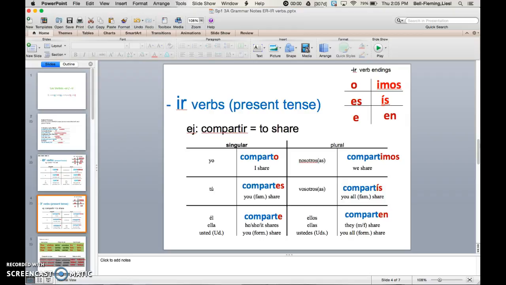And so that is the end of my screencast for you reviewing ER and IR verbs. Make sure that you've completed the worksheet that goes along with this, and that you keep it somewhere in case I decide to check your work. At this point, you're going to go on to do some practice either on conjuguemos, Quizlet, or wordplay.